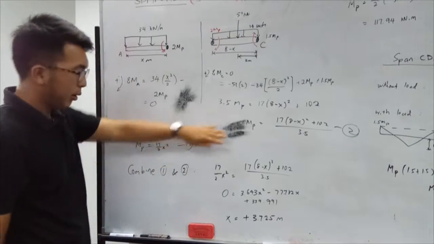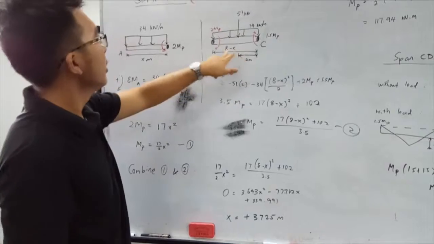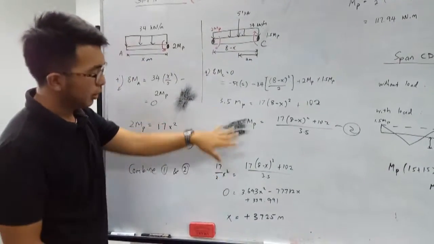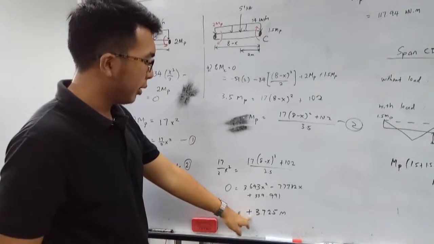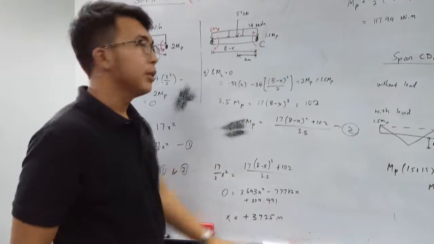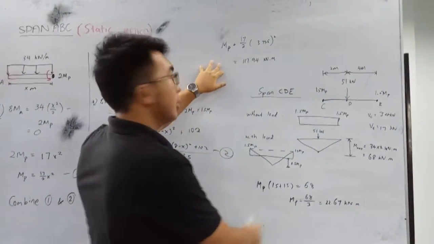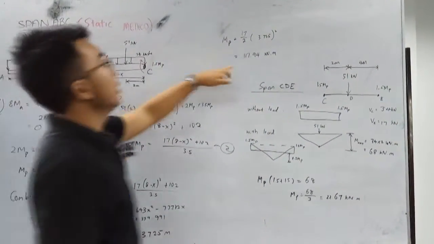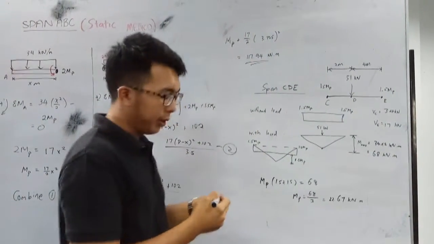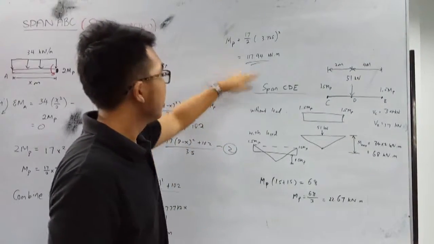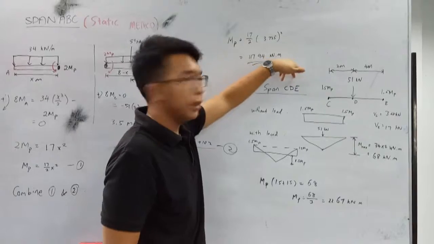So we get a beautiful quadratic equation right here to find our x value. So once you have done all those calculations, you will get a positive 3.725. Don't take the negative. Once you get the value of x, insert it back into equation 1, you get the value here, 170.94 kilonewton per meter. So it's done. So right now we'll move on to span CDE.